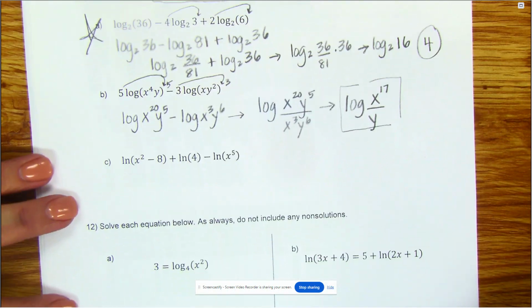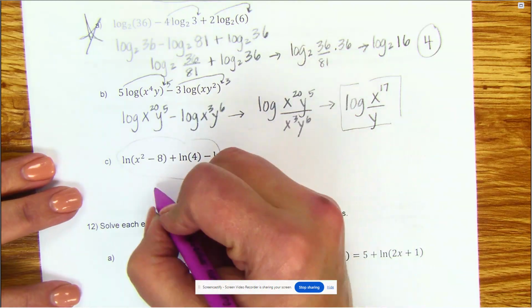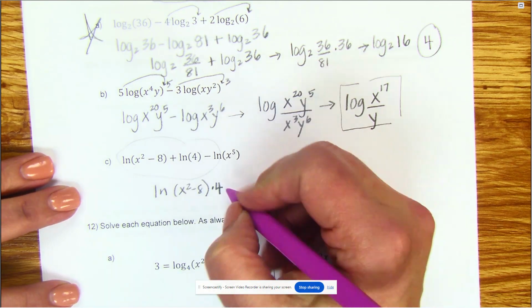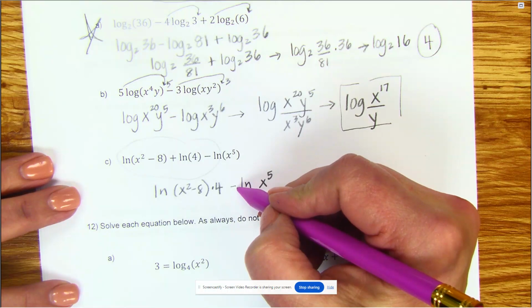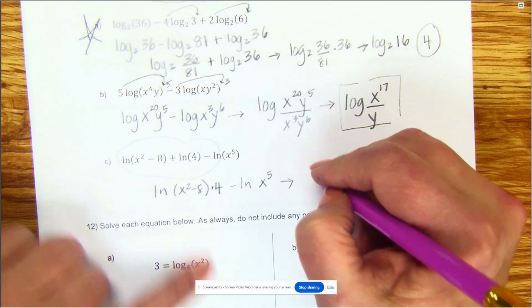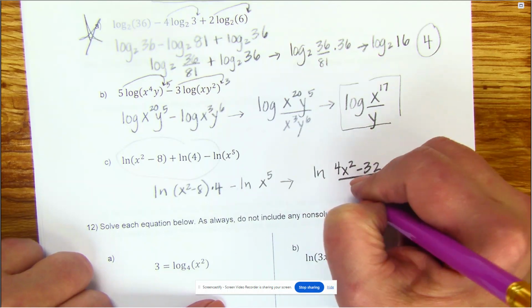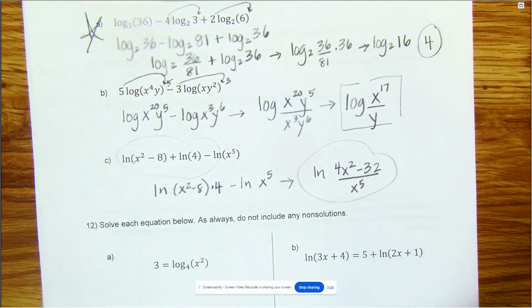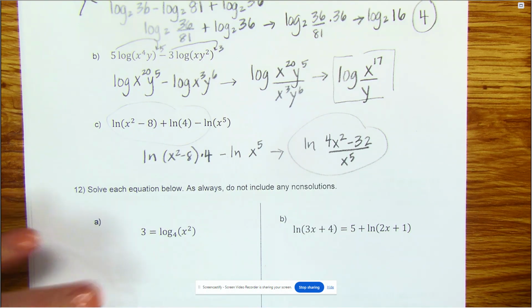All right, letter C. I can condense two logs that are being added by multiplication. So the natural log of x squared minus 8 times 4 minus the natural log of x to the fifth. I can condense two logs with the same base that are being subtracted by division. I'm going to go ahead and distribute that. So that's the natural log of 4x squared minus 32 all over x to the fifth. You can't clean those up because it's not factored, right? And even if it is factored, it's not a common factor.